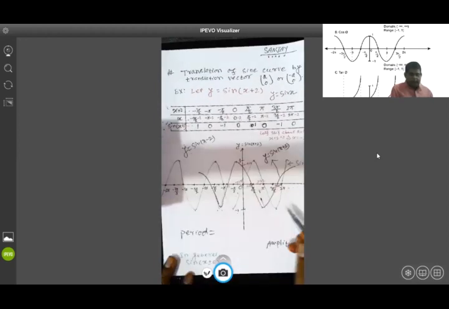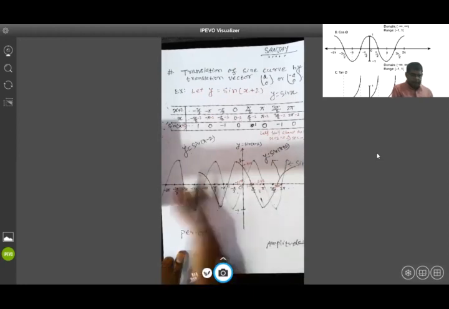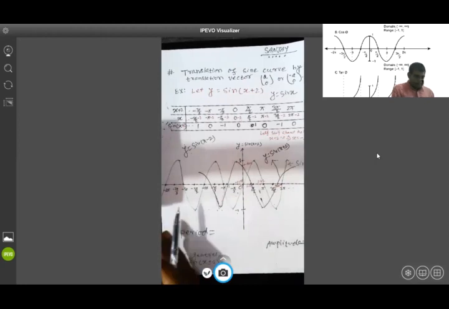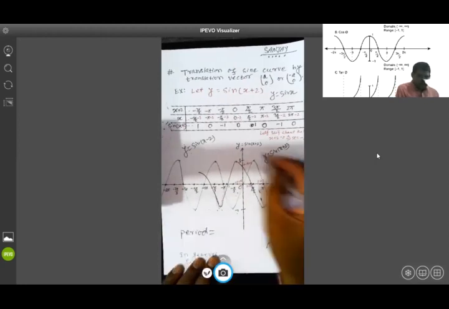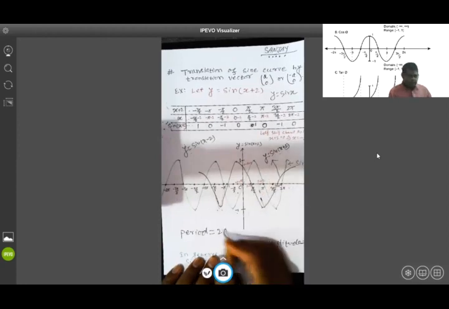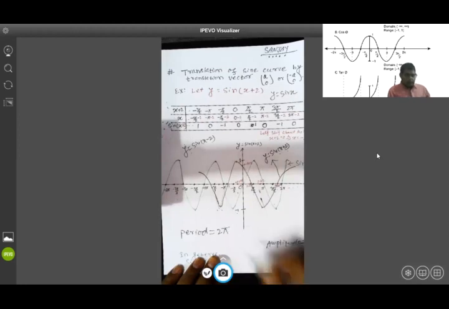All right, as the period for sine x is 2 pi, so here there is no change in period because it has only shifted with the same shape towards 2 units left. Therefore the period for sine x plus 2, that means y equals to sine x plus 2, is still 2 pi. Okay, what is the change in the amplitude? Can you see any change in the amplitude? Still the amplitude is the same.